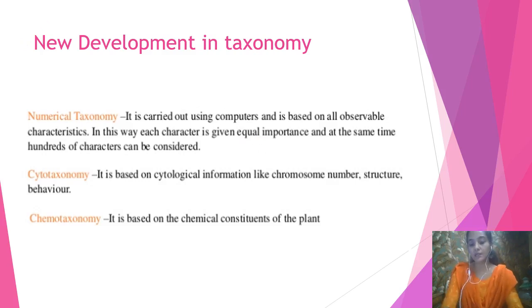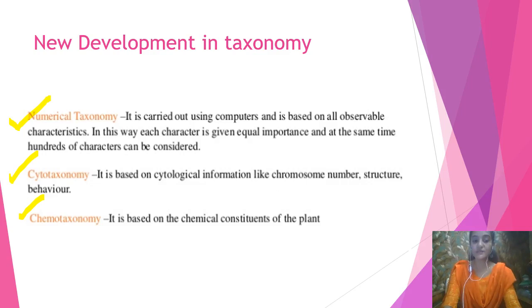Now, the new development in taxonomy: since we have started developing computers, we have all kinds of DNA extraction methods, chemical extraction methods. The new taxonomy that has been developed focuses on numerical taxonomy. The word itself is clear: numerical, numbers. And cytotaxonomy. What is cytology? That is cell structure and chromosome behavior. And chemotaxonomy. Chemo means chemicals, the chemical constituents of the plant.